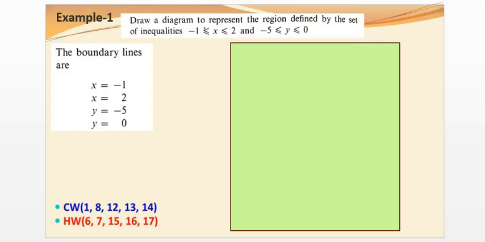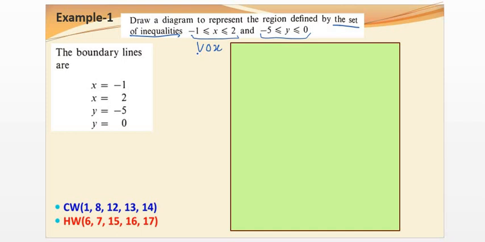Here they want us to draw a diagram to represent the region defined by the set of inequalities. Set of inequalities means that right now you can see I have this compound inequality and I have another compound inequality, and I have to represent both of them on the same coordinate plane. Now, for the boundaries: whenever the inequality is in x, we have to keep the word walks in our mind.